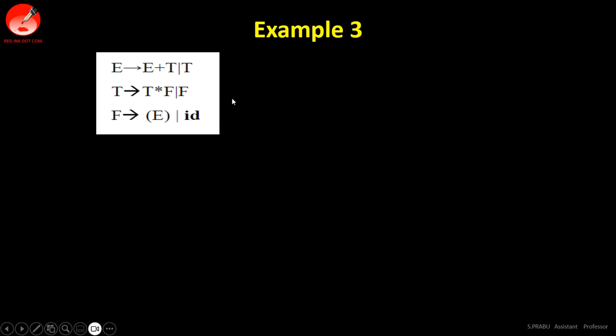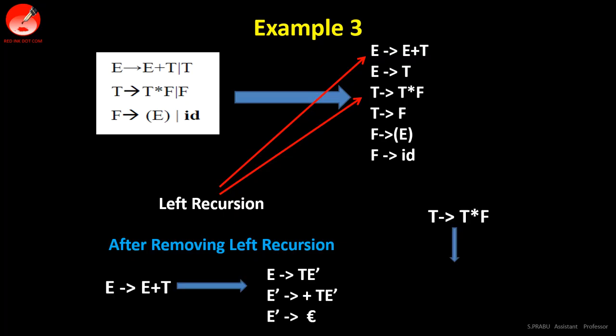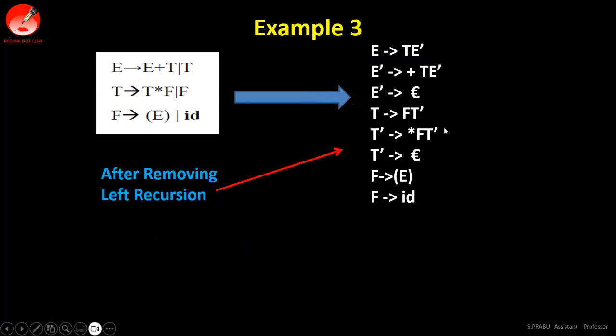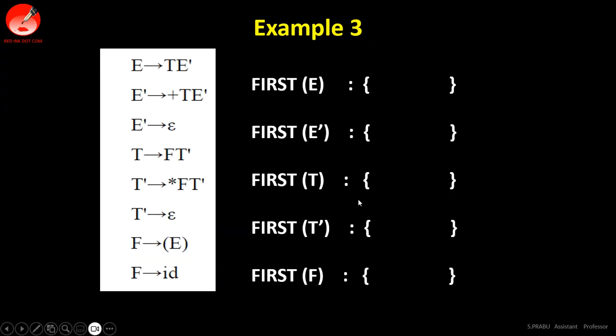In example 3, in this grammar, there are two left recursions. First I remove these left recursions one by one. Then I rewrite this grammar after removing left recursion. Before finding FIRST and FOLLOW, it is better to rewrite your grammar so that each line has a single production. List out the terminals and non-terminals available in this grammar.